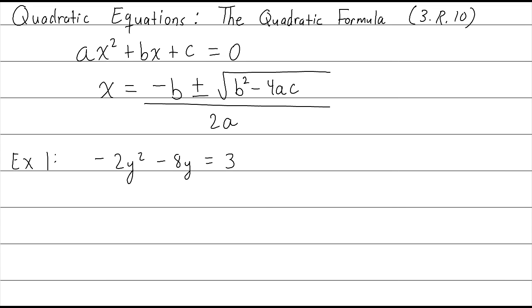Anyway, notice the first problem that we have here is that this is not in the right form. It's not in the same form as our standard quadratic equation. In other words, it's equal to 3. It's not equal to 0. So I need to take care of that first. I will subtract 3 from both sides in order to accomplish that goal. Do remember that this minus 3 right here is a constant, so I can't actually subtract it from either of these two terms. So I have to leave it separate. Negative 2y squared minus 8y minus 3.